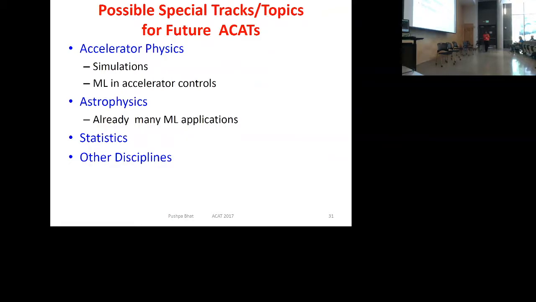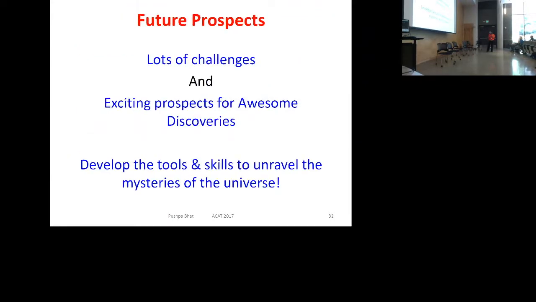I think it would be very useful for the machine learning community to interact with statisticians, so that we have a better, robust understanding of things, of the analysis trail. And then, as I said, there are many disciplines that are now into machine learning, and so it should be very interesting to connect to those communities. So I want to end with saying that the future prospects are that we have lots of challenges, exciting prospects for awesome discoveries, and so we develop the tools and skills to unravel the mysteries of the universe.